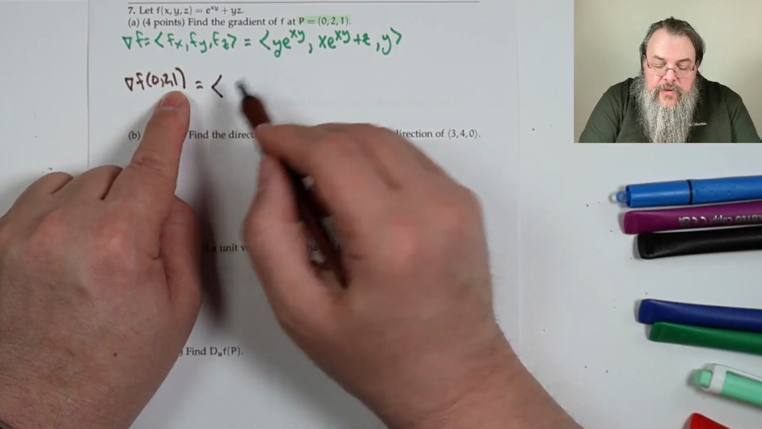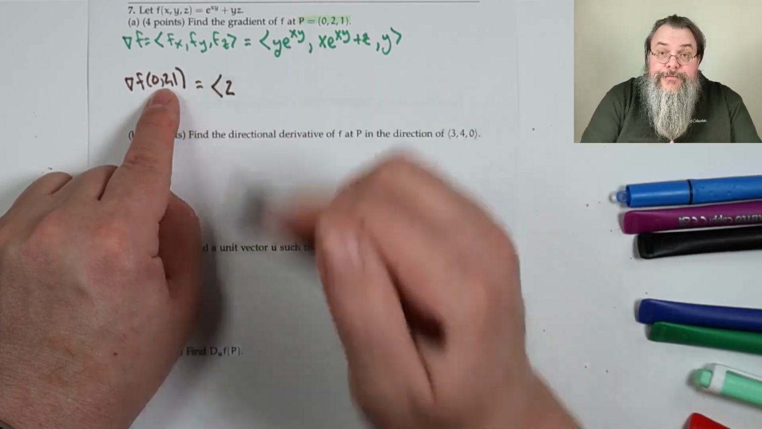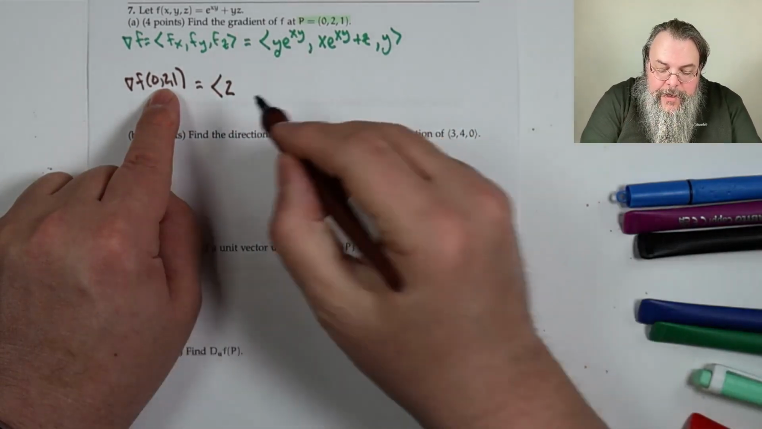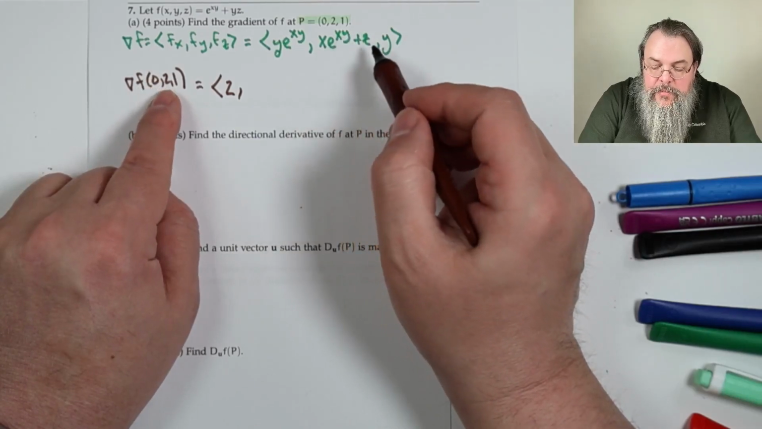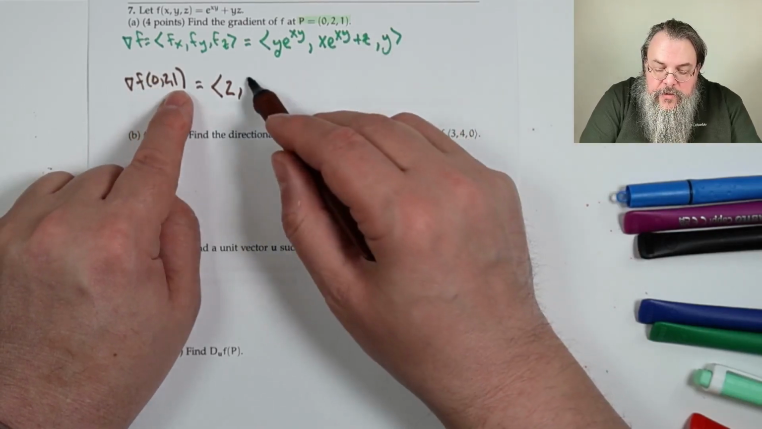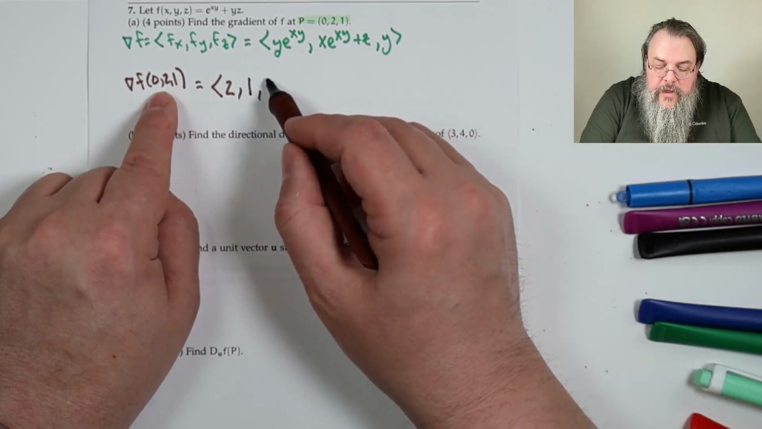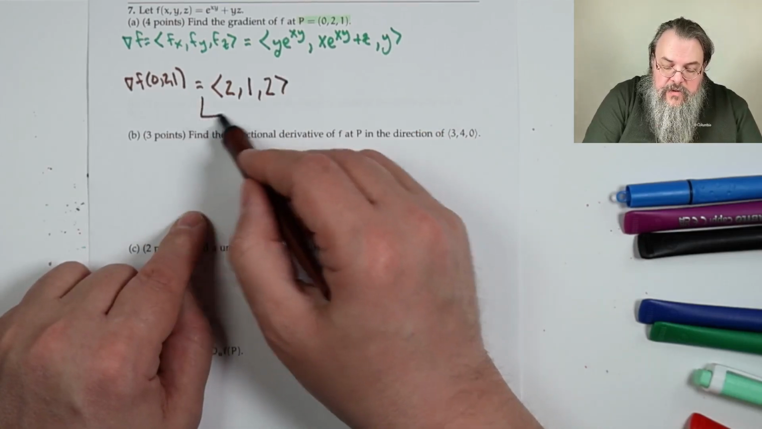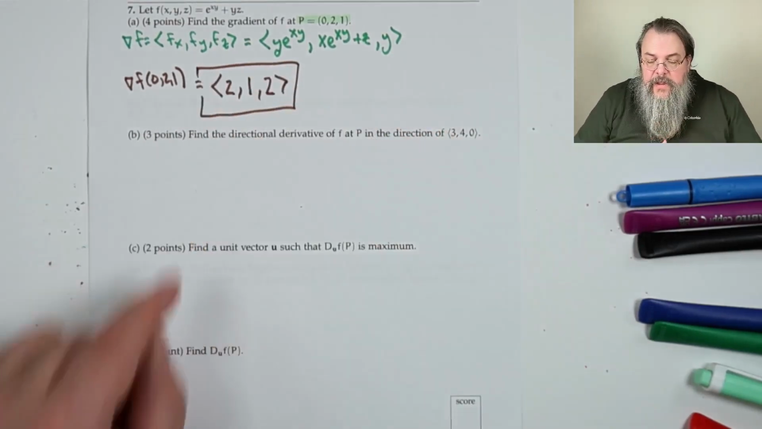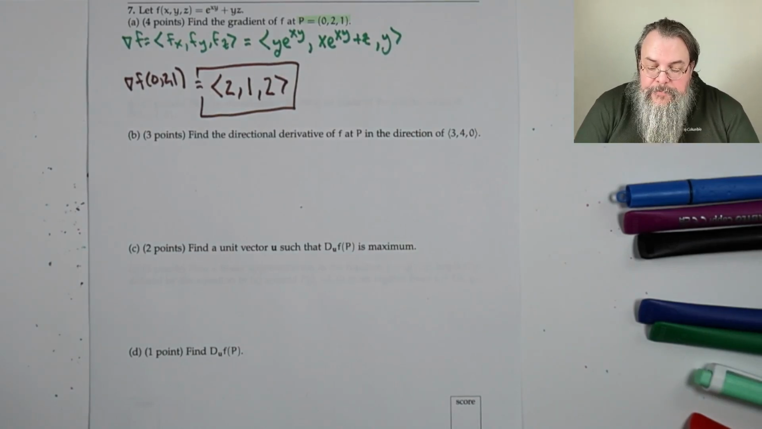So this becomes 2 times e to the 0. e to the 0 is 1. All right, comma, 0 times something plus 1. So (2, 1, comma). And y is a 2. So (2, 1, 2). So there we go. That is the gradient at the point (0, 2, 1).